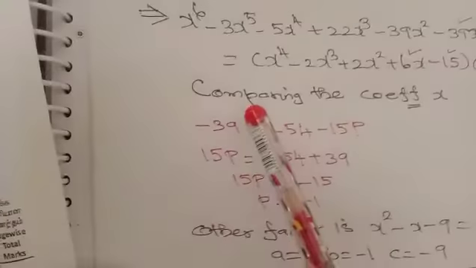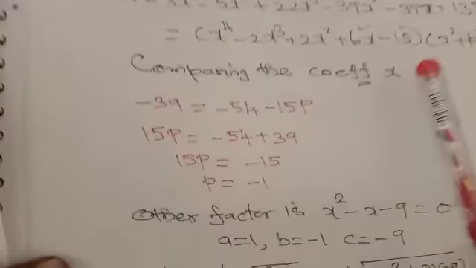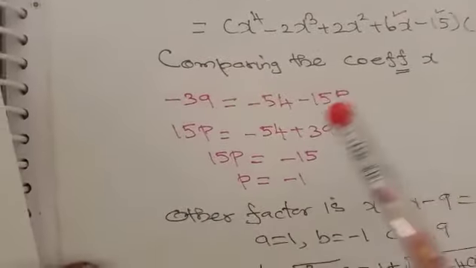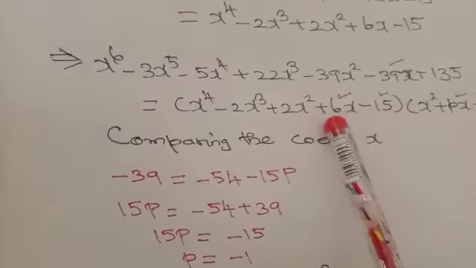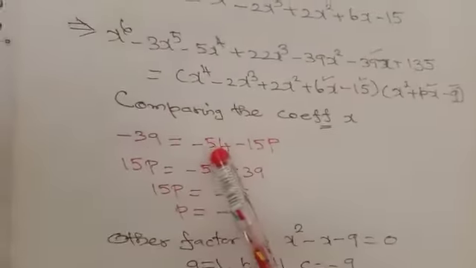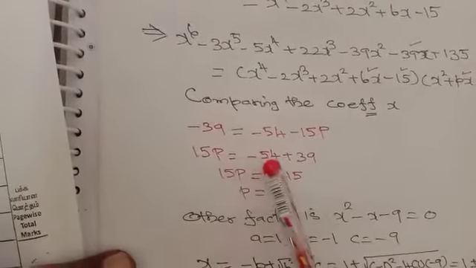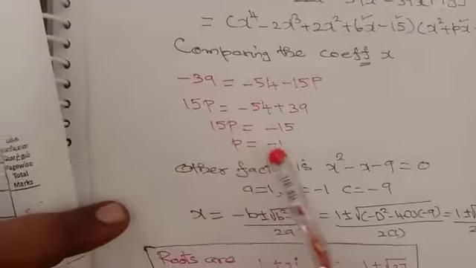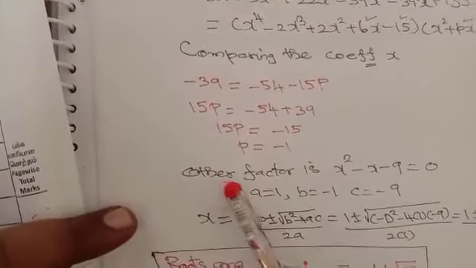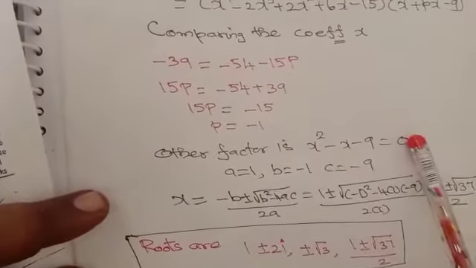Now you compare the coefficient of x on both sides. What is the coefficient of x? The left hand side minus 39. Here 6 into minus 9 is minus 54, minus 15 into p, minus 15p. So we are getting 15p equal to minus 54 plus 39, that is minus 15. So we are getting p is equal to what? Minus 1. So the other factor is x square minus x minus 9 equal to 0.